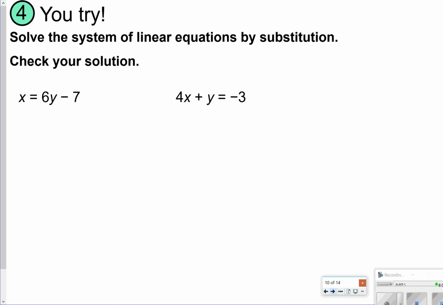Here's another one we're going to try. Again, see how x is already solved for us, so let's use that to our advantage. Don't try to rewrite an equation to where the x is solved by itself in another part. Let's go ahead and pause here so you can try by substitution, and then once you're done, click play.